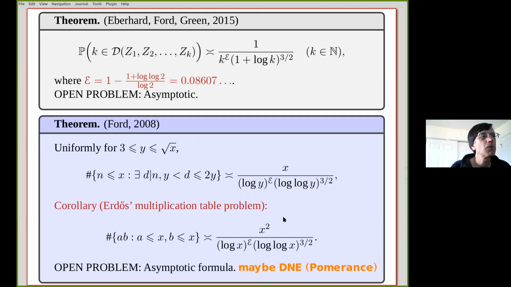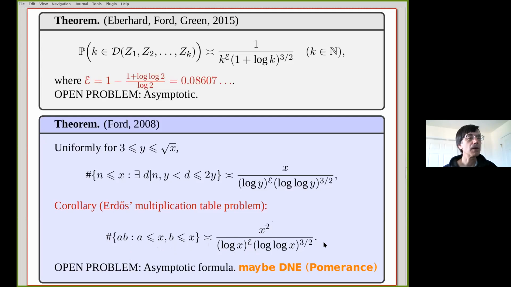One interesting corollary, which is a very cute problem due to Erdős, is to count how many distinct numbers are in, let's say, an x by x multiplication table. But again, you're counting the distinct products in the table. So it's a bit less than x squared, which is the total number of entries. And it's exactly this exponent making an appearance in this problem. Again, we've bounded it between 2 constant multiples of this quantity on the right.